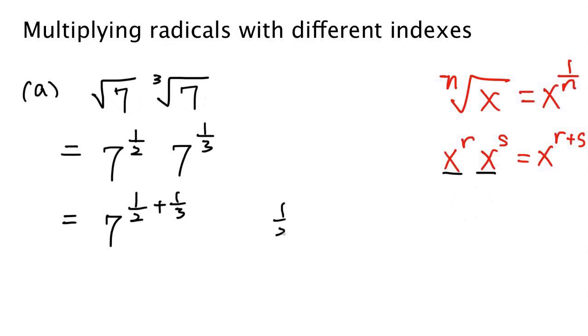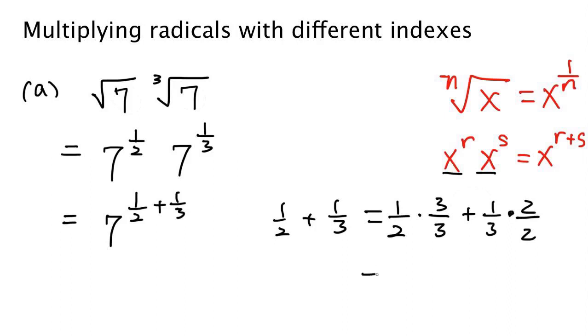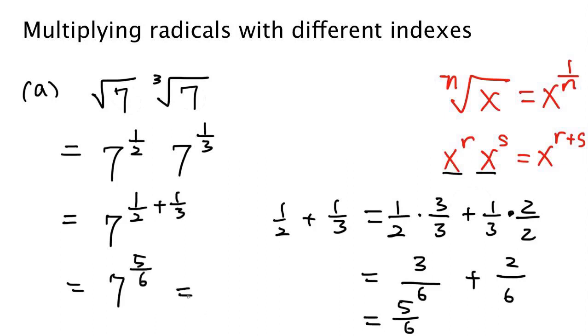Now what is 1/2 plus 1/3? We're going to use the common denominator 6. 2 times 3 equals 6. So 1/2 times 3 over 3 and 1/3 times 2 over 2. The first fraction is 3 over 6. The second fraction is 2 over 6. So their sum is 5 over 6, and that's going to be the exponent here. And finally, we can convert this back to the radical notation: 6th root of 7 to the 5th.